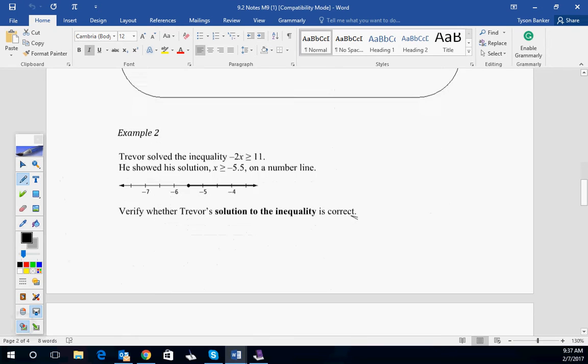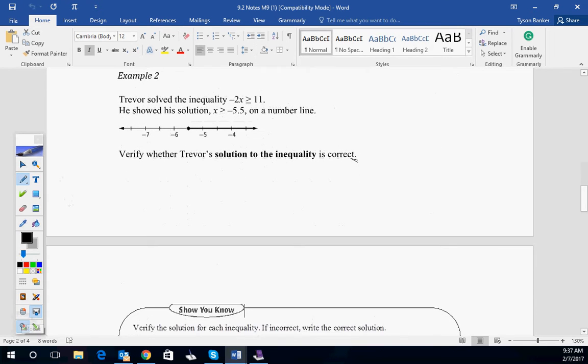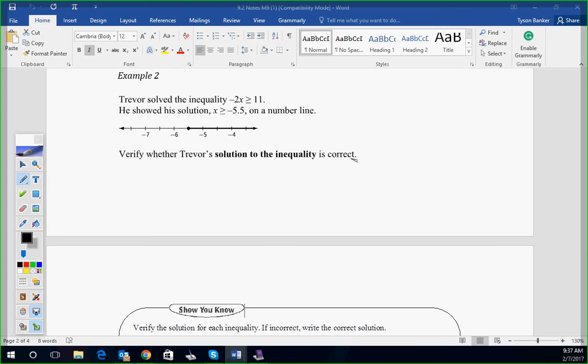Let's look and see here. So, example 2, Trevor solved the inequality negative 2x greater than or equal to 11. He showed his solution on a number line. Verify if his solution to the inequality is incorrect. How can we verify if it's correct? Let's just say we might know it's already wrong, but how can we verify?